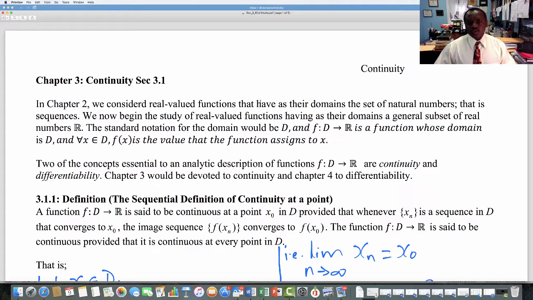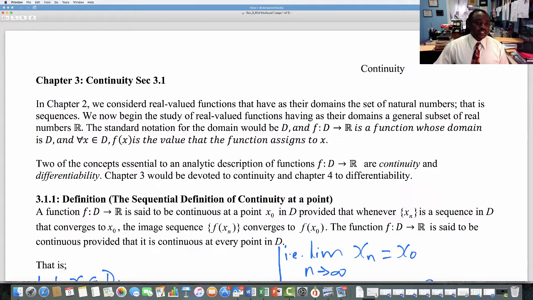In Chapter 2, we considered real-valued functions that have as their domains the set of natural numbers, and those were sequences. We now begin the study of real-valued functions having as their domains a general subset of the set of real numbers R. The standard notation for the domain would be D, so we would consider the function f from D to R. D is the domain and R is the co-domain.